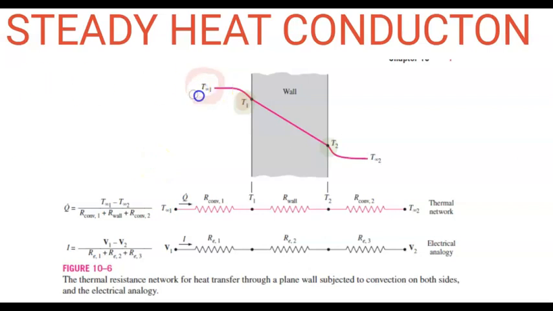Now let's say we've got a wall and we've got a temperature here. I'm just calling it T infinity 1, and this temperature is T1, where T infinity 1 should be higher than T1. The temperature of this room is a lot higher than the temperature of that glass.